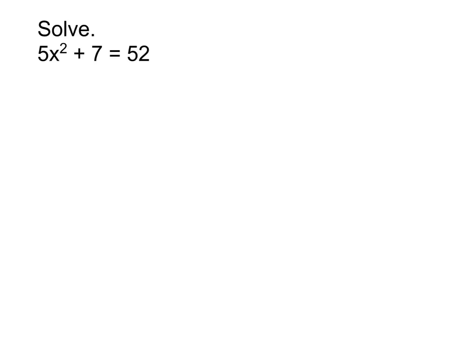So step 1 when solving this: get rid of the addition or subtraction. So start by subtracting 7 from both sides. When you do that, we get 5x squared equals 45. From here, it looks a lot like that last problem we just did. So we have to get rid of the 5: divide both sides by 5, and we have x squared equals 9. This is where we then are going to get rid of the squared, so we're going to square root.